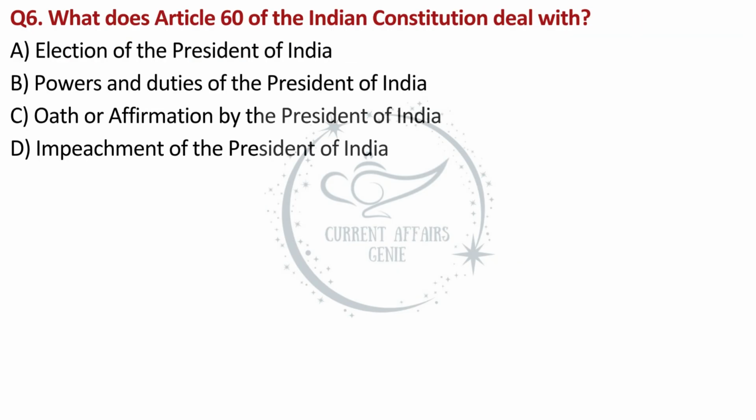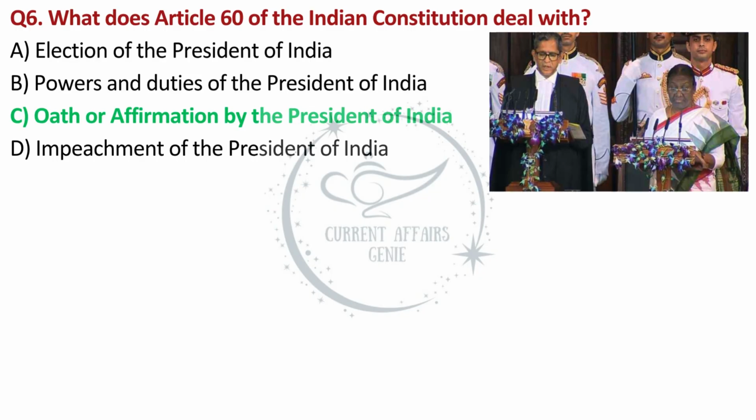What does Article 60 of the Indian Constitution deal with? Option A, election of the President of India. Option B, powers and duties of the President of India. Option C, oath or affirmation by the President of India. Option D, impeachment of the President of India. Correct answer. Option C, oath or affirmation by the President of India.